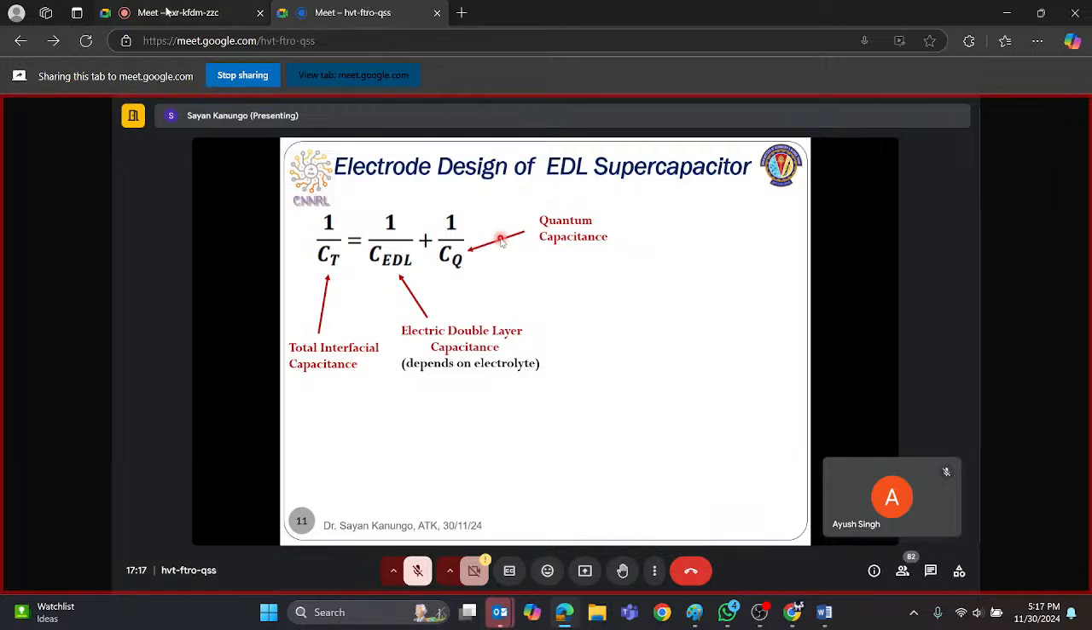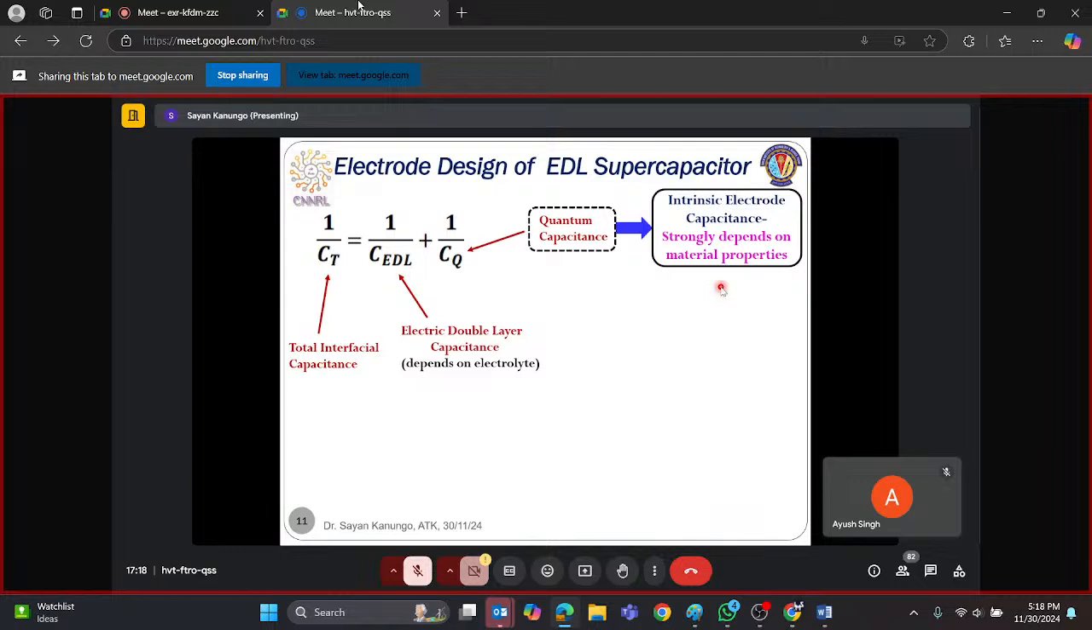Then the total capacitance cannot be given in terms of the simple capacitive formulation that we all know, capacitance equal to area into permittivity by the separation between the electrodes. So there, this second component, the quantum capacitance, will also come into the picture. The situation is very similar for the ideal supercapacitor as well. This quantum capacitance is one of the major concerns in the ideal supercapacitor design, and this quantum capacitance basically represents the intrinsic electrode capacitance, which strongly depends on the material properties.